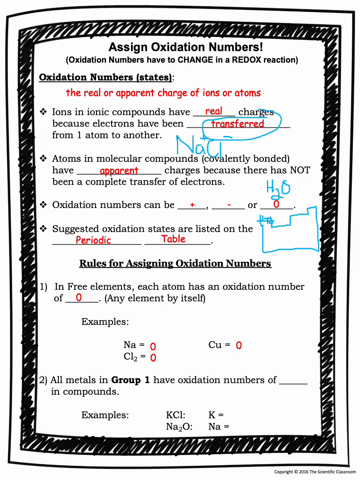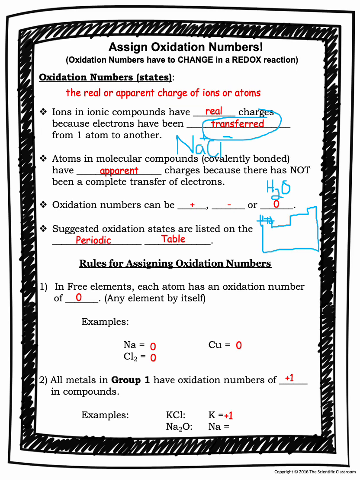Then we have rule number 2. Rule number 2 says all metals in group 1, so that's the first column on the left side of the periodic table, have oxidation numbers of +1. And we knew that already. So for example, if you have this compound, KCl, which is potassium chloride, we know because potassium is in that very first group on the periodic table that potassium has a charge of +1. And since we know the compound has to be neutral, then we know that chlorine has a charge of -1.